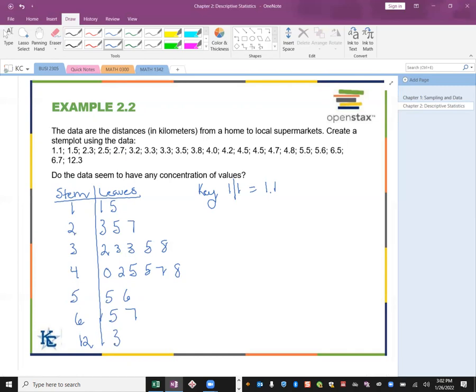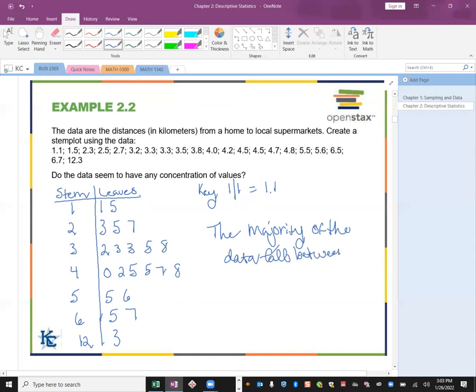We are asked, do the data seem to have any concentrations of values? I would say that we could see that the majority of the data falls between 3.0 and 4.9. We can also notice from this data that we do have an outlier. The majority of our values fall below 7, but we have this outlier of 12.3. So we might also want to say that.